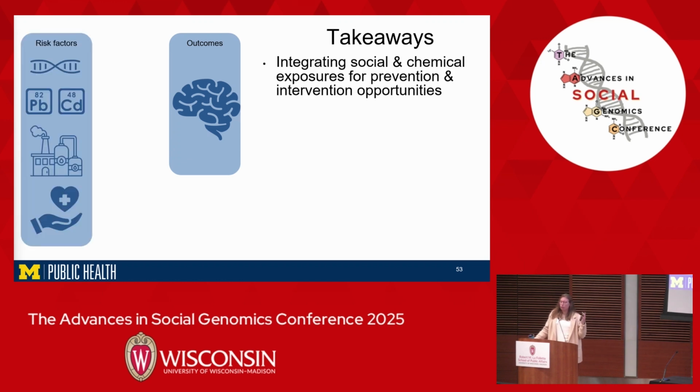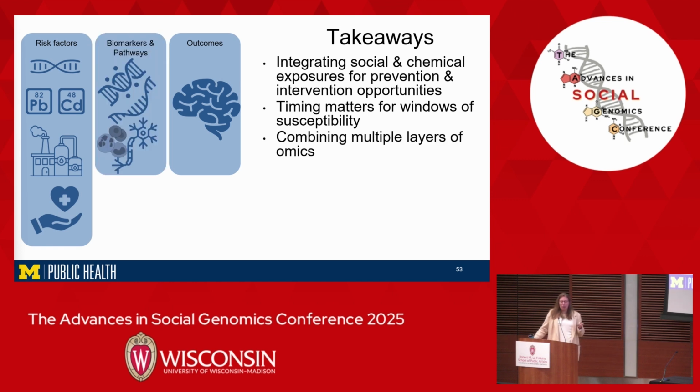This idea that integrating the social, the chemical, and genetic factors is a really crucial way to get at prevention and intervention opportunities. Some of the complexities with all of this, we learned that timing really matters in terms of windows of susceptibility to these social and chemical exposures. We saw that combining multiple layers of omics can be useful. We learned different bits of information across each of those layers, and I think this is, as the biostatisticians have been asking, what are the future opportunities. This is certainly one of those elements.